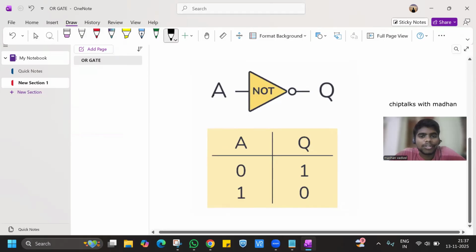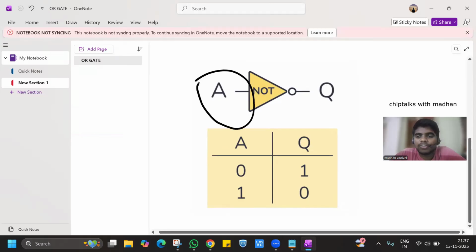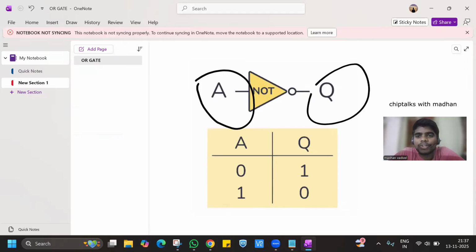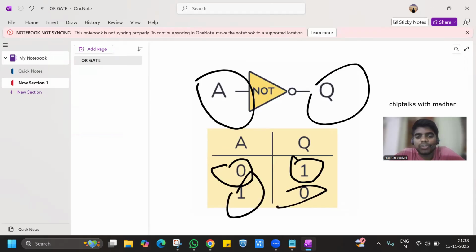So I will draw some diagram. This is an input A, and we will get the output Q. For example, when the input is off state, the output will have a one. Like this, if the input is one, we will get the output zero. So NOT gate operation is nothing but an inverter operation. When it is off state, the output will have on state. When it is in on state, output will have off state. This works as a NOT gate.